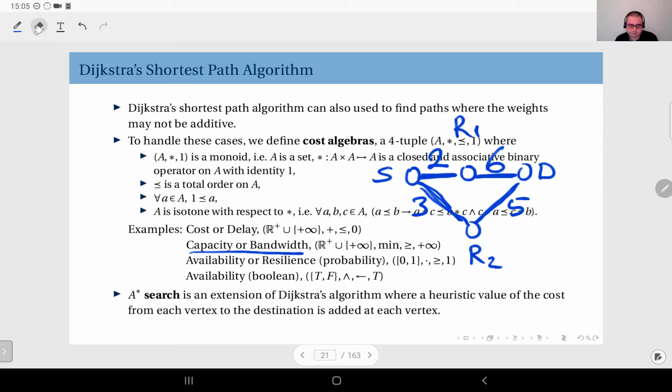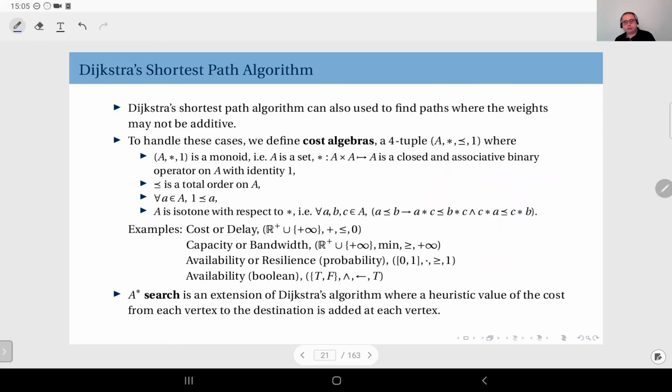Let me erase all these. But in order to be able to do that, you need to define your weights and the operation you perform on them to determine the entire cost of a path. You have to select them carefully. And what we call those type of structures are cost algebras, because the weights may not be additive. In a minimum cost path, or a shortest path, the weights are additive because you compute the total cost of a path by adding the costs. But in the capacity problem, it was different.